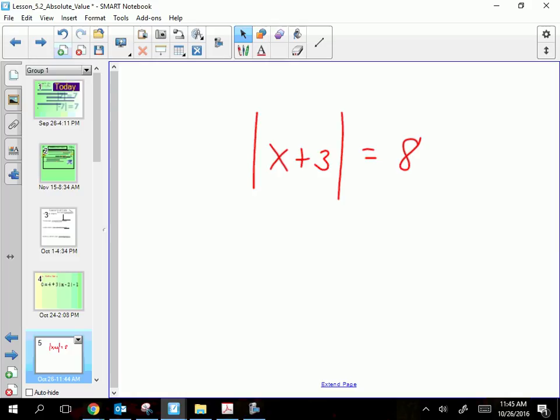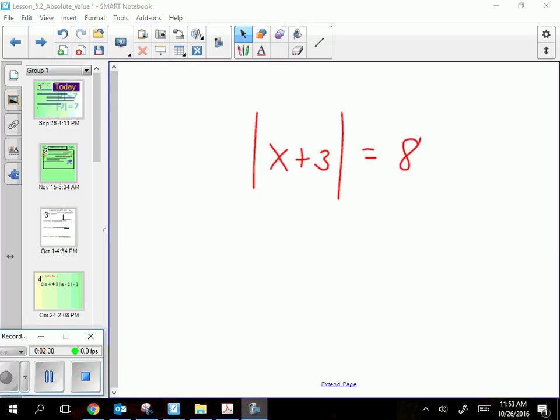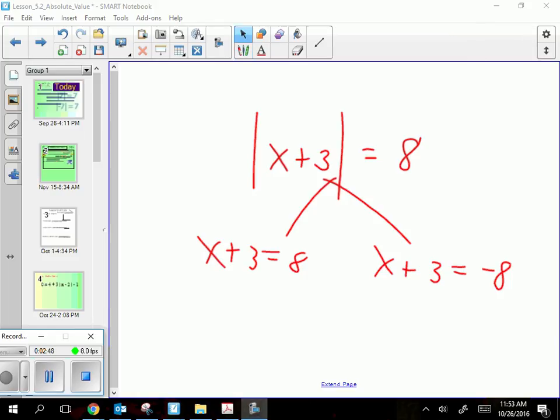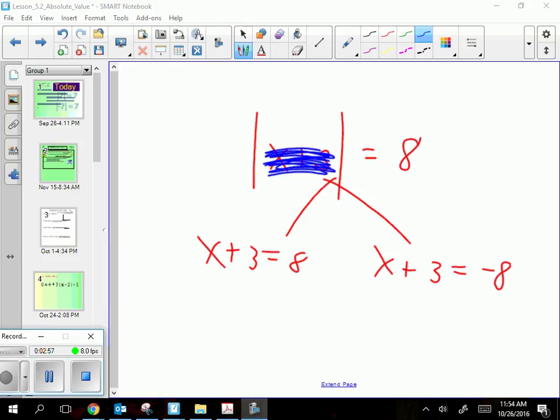I'll pause while you try that one. Okay, so you should have said, this breaks into two things. X plus 3 is 8, and x plus 3 is negative 8. That's how you do this. If you don't understand why, let me help you understand why. What's underneath the scribble here could either be 8 or what? Negative 8. So we just set up equations to do that.